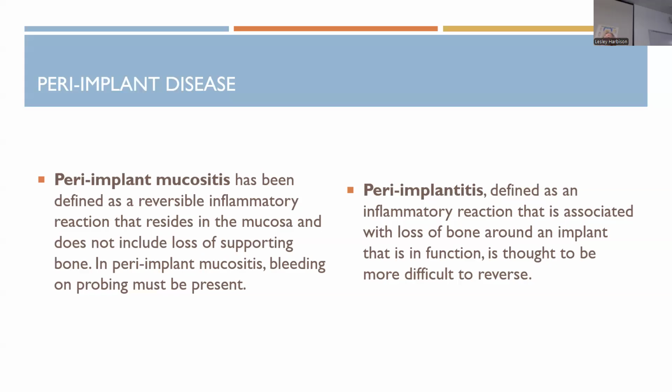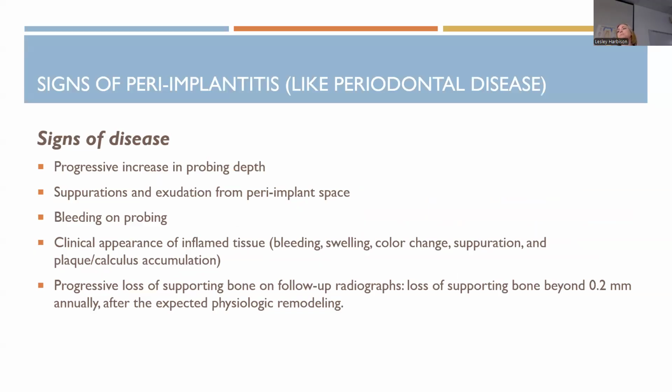Peri-implantitis is defined as an inflammatory reaction that's associated with bone loss around the implant that's in function. It's thought to be more difficult to reverse. So now the peri-implantitis is more like periodontal disease. Now it's affecting the bone level and that stuff.